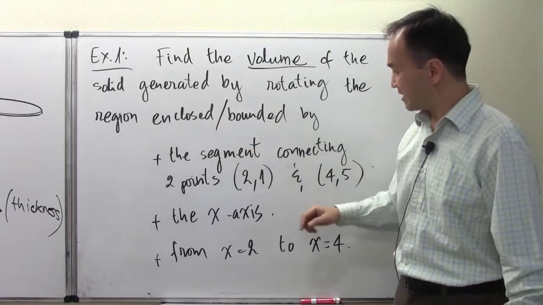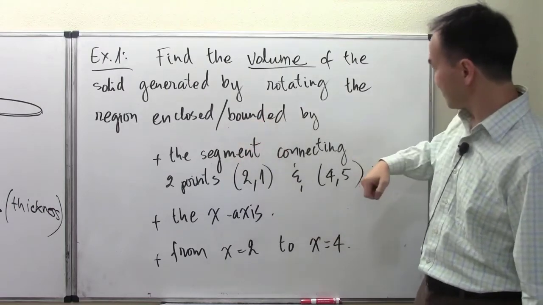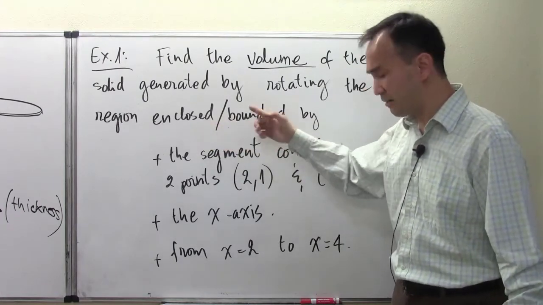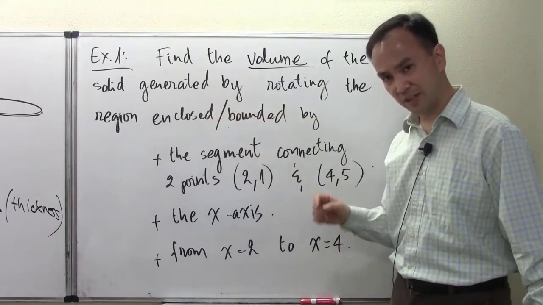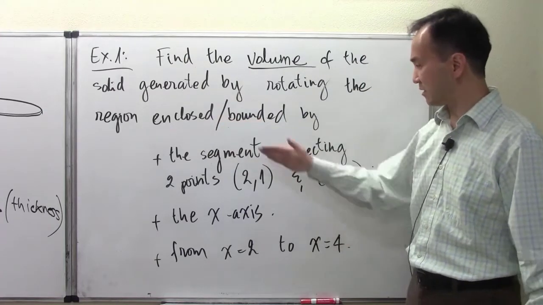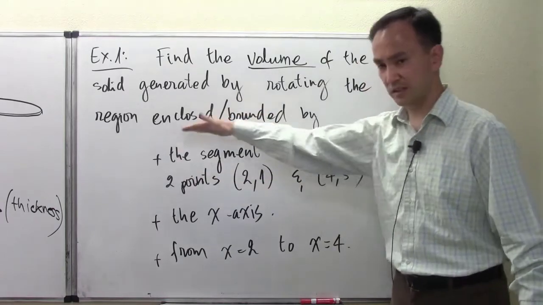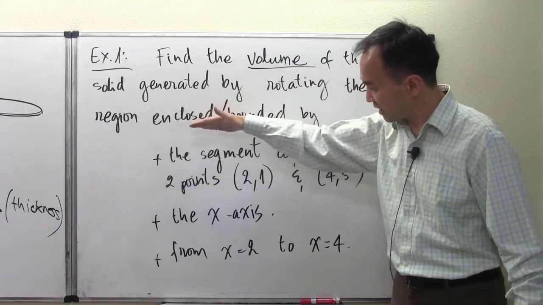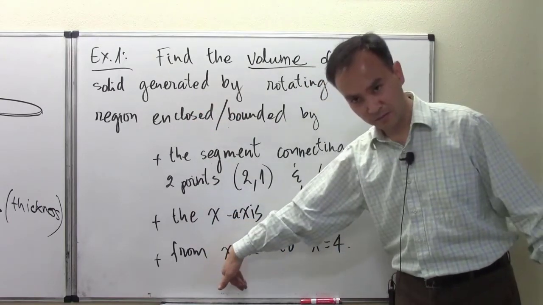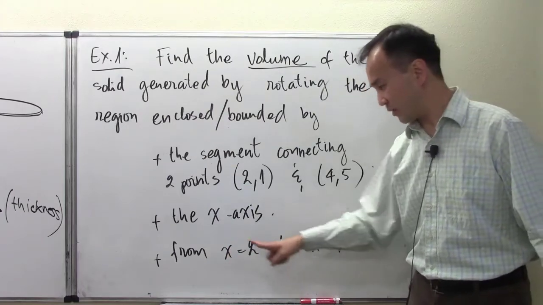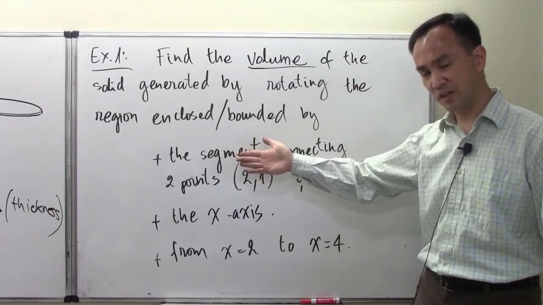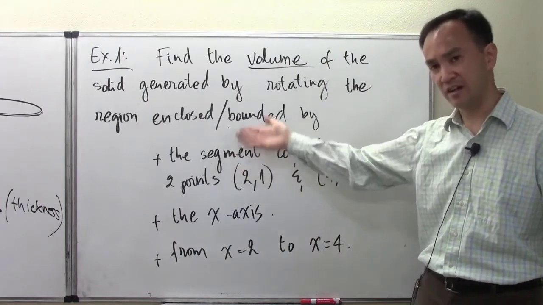Okay, and then the terms enclosed or bounded, those are the terms that back in the day you found in problems about finding areas. The area here is defined by a segment between the segment and the x-axis, and then from two values on the x-axis. That's why it's saying from x equals 2 to x equals 4. Okay, and then we're going to take that, but now here we're doing the more advanced kind of problem. We're going to take that area and rotate it.